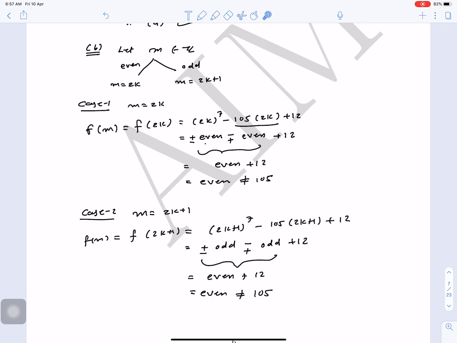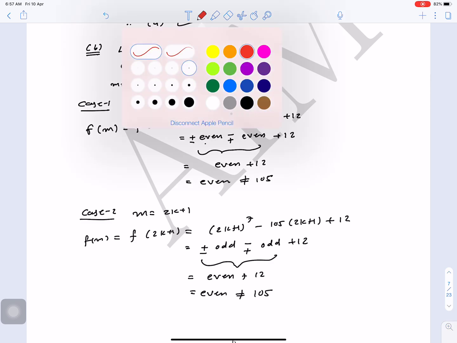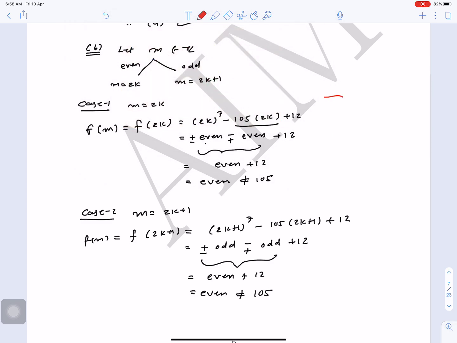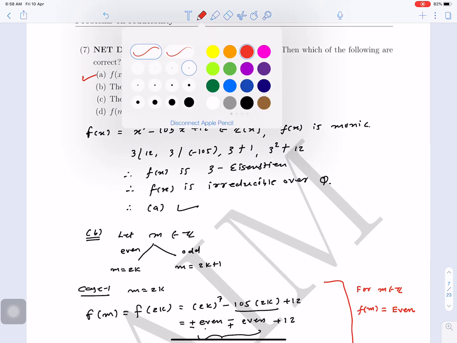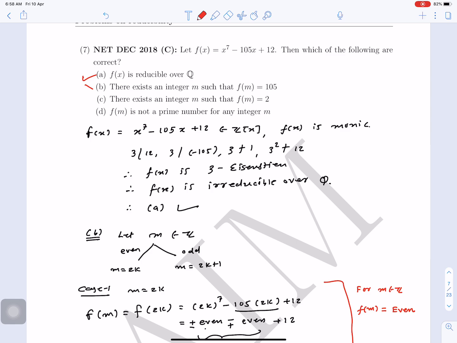And there is one more observation. From here we can conclude that for m belongs to Z, f of m is even. It is not odd, so it is definitely not 105, but more than that, it will not be any odd number, it is always even. So option B is wrong.